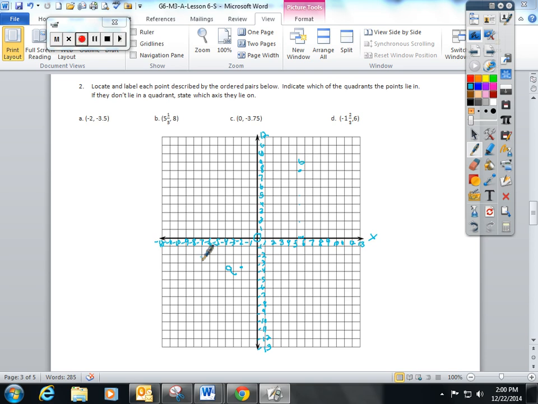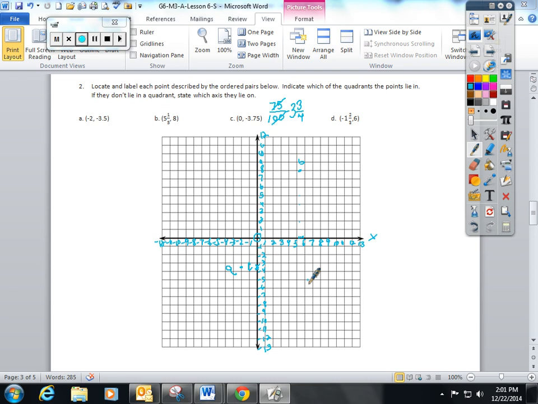Point C, you start at the origin and you go over 0 on the X-axis, but down 3.75. And I know that is 75/100ths. And I can scale it down by dividing them both by 25. And that's going to give me -3 3/4. So I'm going to go down 1, 2, 3. I'm going to make 3 light lines. That gives me fourths. So if I go over 0 and down to -3 3/4, the point would be right here, and that's point C.